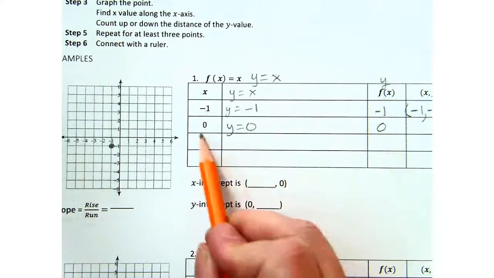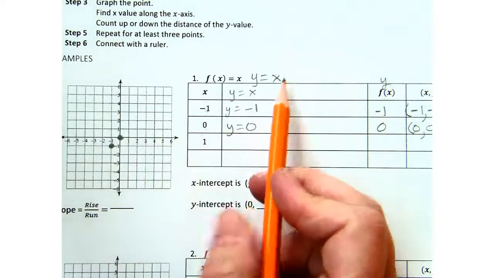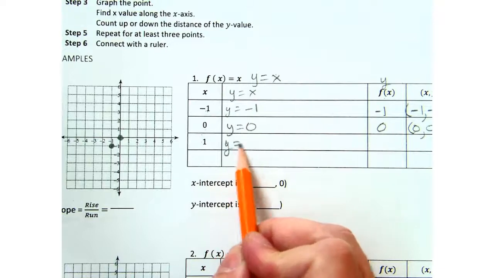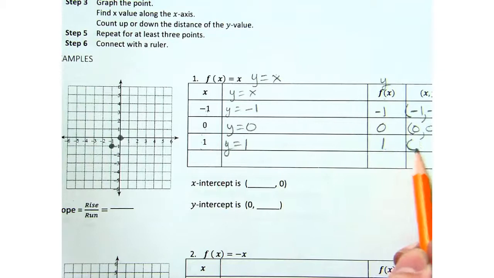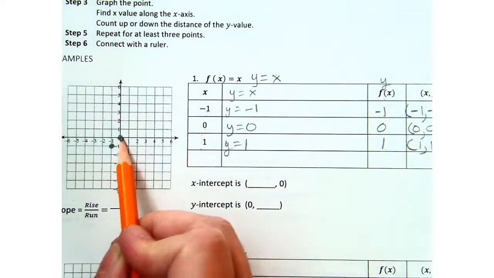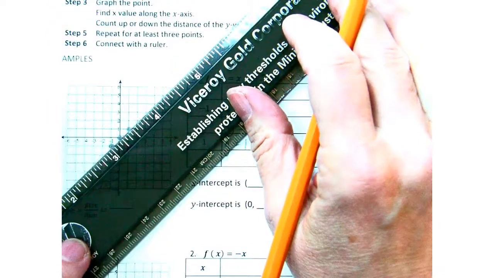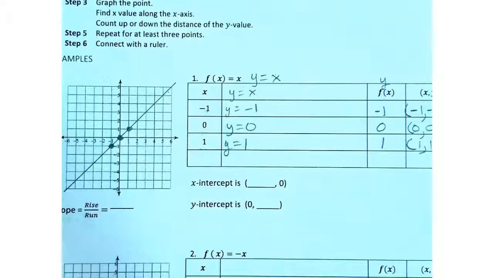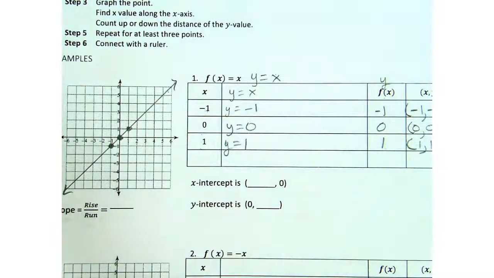Our second point then is (0, 0). Graph this point. Replace x with 1 for y equals 1. Our third point then is (1, 1). Graph this point. Use a ruler to connect these dots. The points on this line represent all the places where y equals x. Every point on this line is a point where the y and the x are the same.